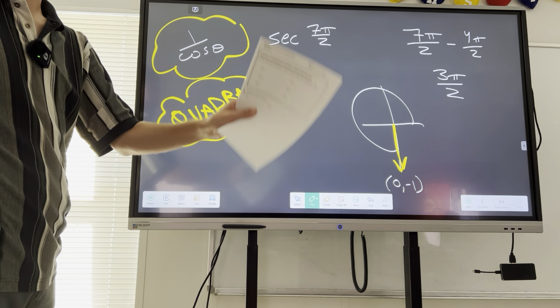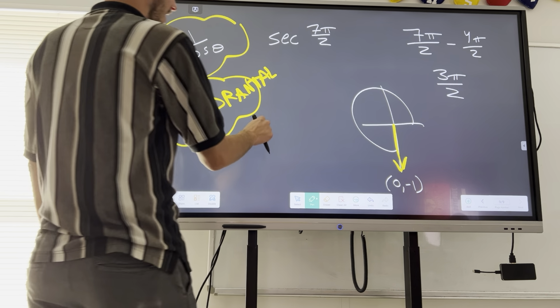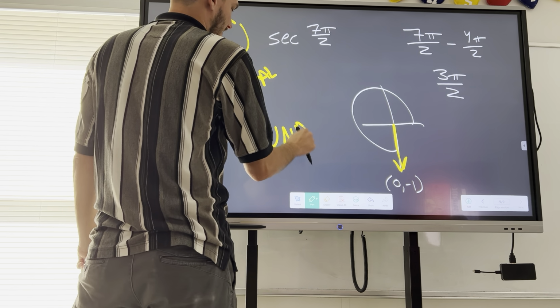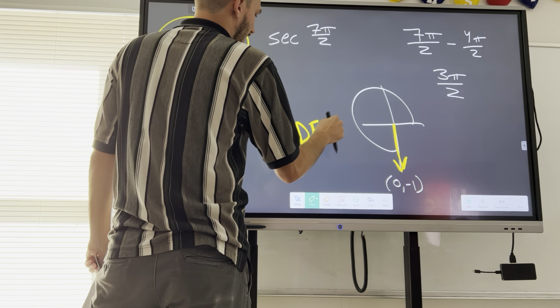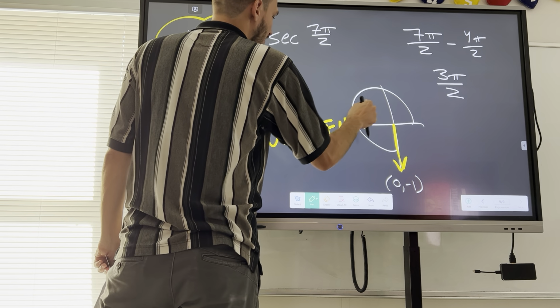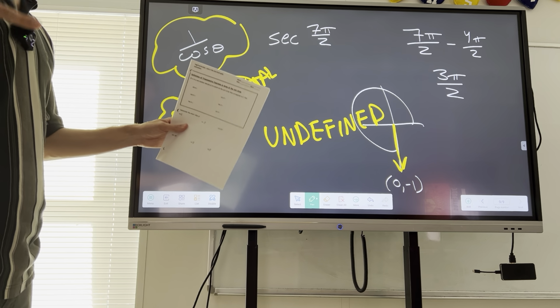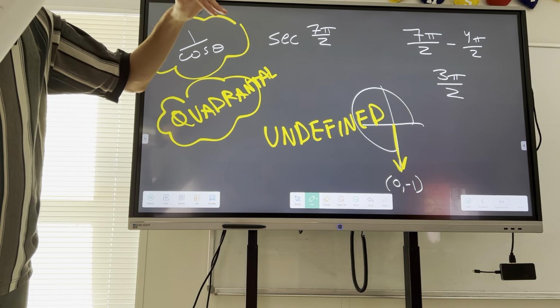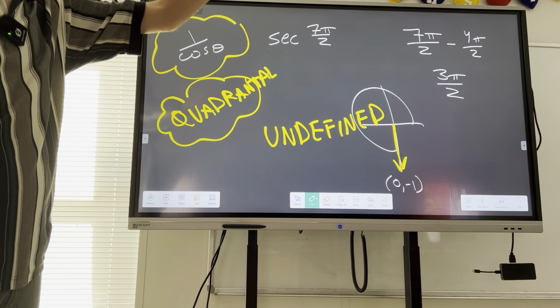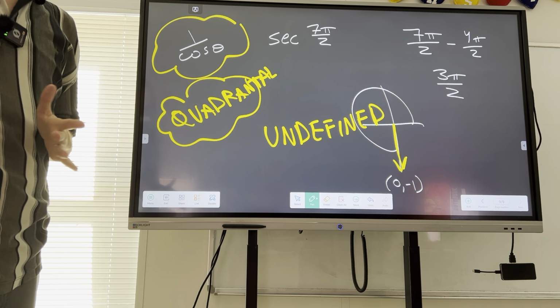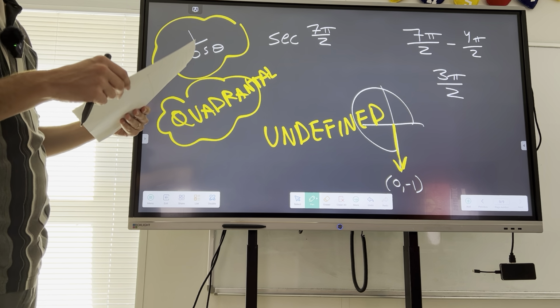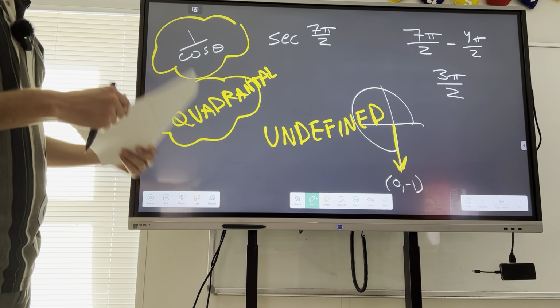So what is the final answer for this question? Undefined. Because the answer for cosine of 3 pi halves is 0, and we're doing the upside down, which means that 0 gets put onto the bottom. You're not allowed to have 0 on the bottom. Final answer, undefined. I said it a couple times.